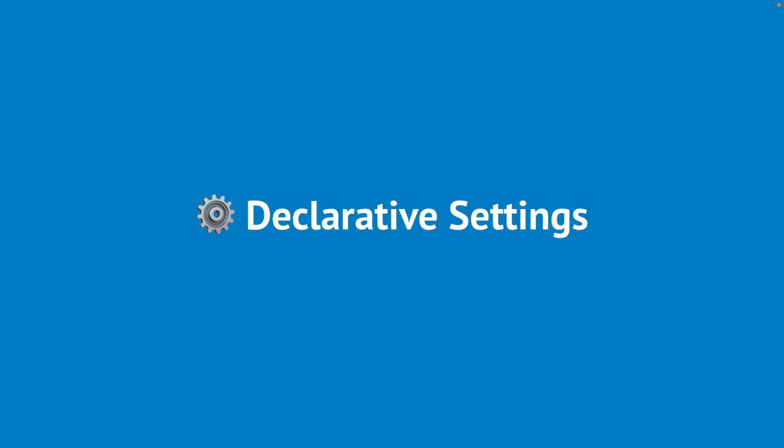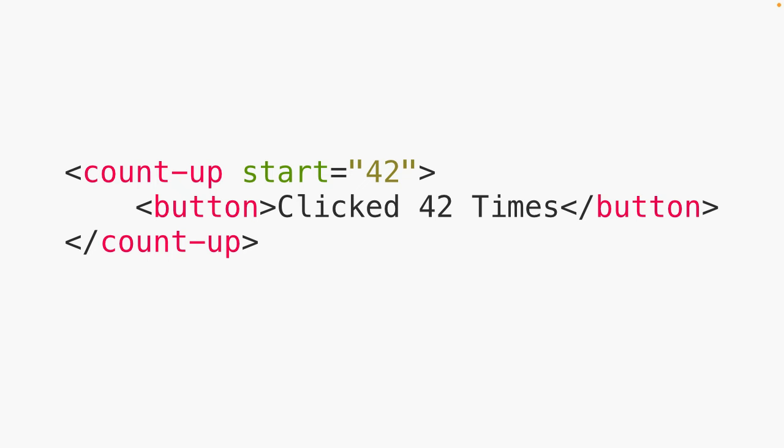With web components, you use custom attributes in your HTML to define options and settings. For example, let's say you wanted users to be able to define a custom starting number for the counter. You could add an optional start attribute to your countUp element. Here, we want this one to start at 42.